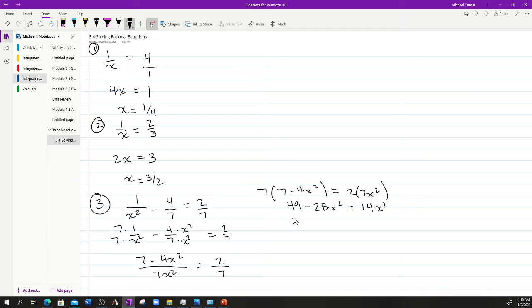So I would add 28x squared on both sides. I would divide both sides by 42. This fraction is able to be simplified because they're both multiples of 6. So that would be 7 over 6. And then I would take the square root, keeping in mind plus or minus.